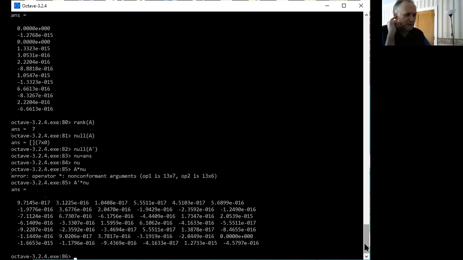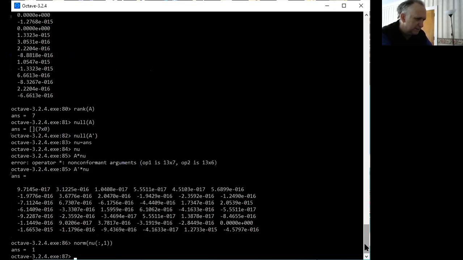So that's the 0 matrix. Does it look like all zeros? Yeah, it's all zeros. Okay, also it normalized it. If I take NU and take, say, the norm of one of the columns, I should get 1. So norm of NU, and now I can just look at column 1, so that's all rows, use the colon, 1, should be near 1. It's 1.